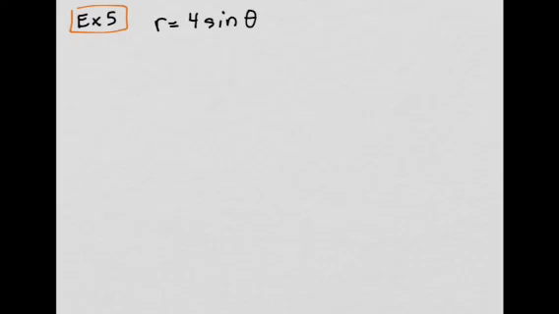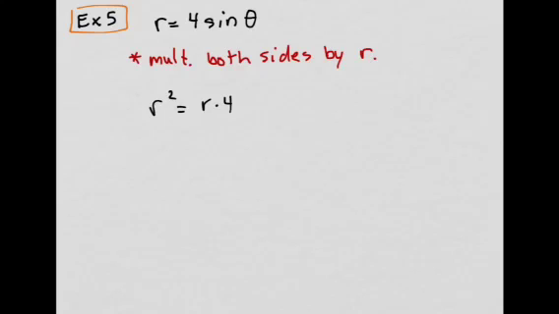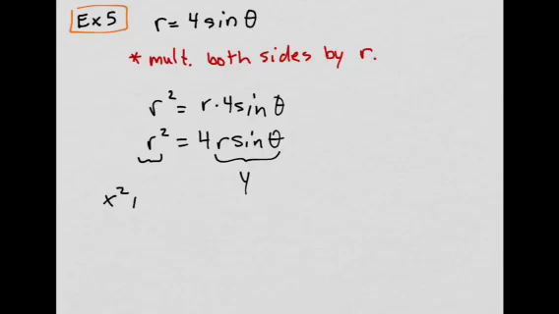On this one, the trick when you have r equals something involving sine or cosine is this: you multiply both sides by r. Then what happens? Well, you get r squared, and then r times 4 sine theta. So you get r squared equals 4r sine theta. And this part, r sine theta, that's y. And this is x squared plus y squared. So we have this for y.